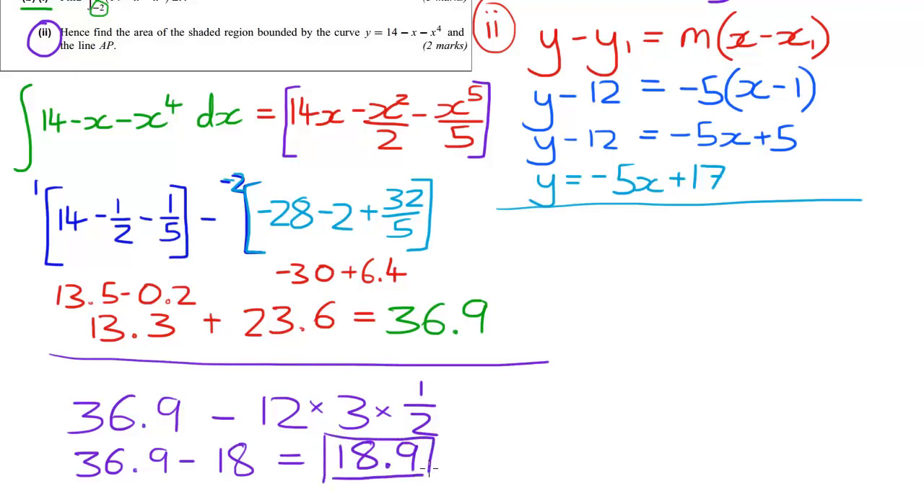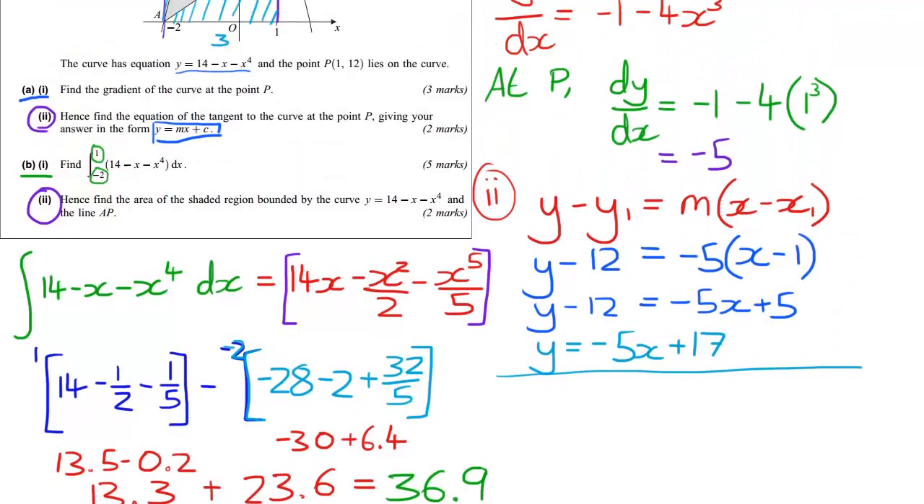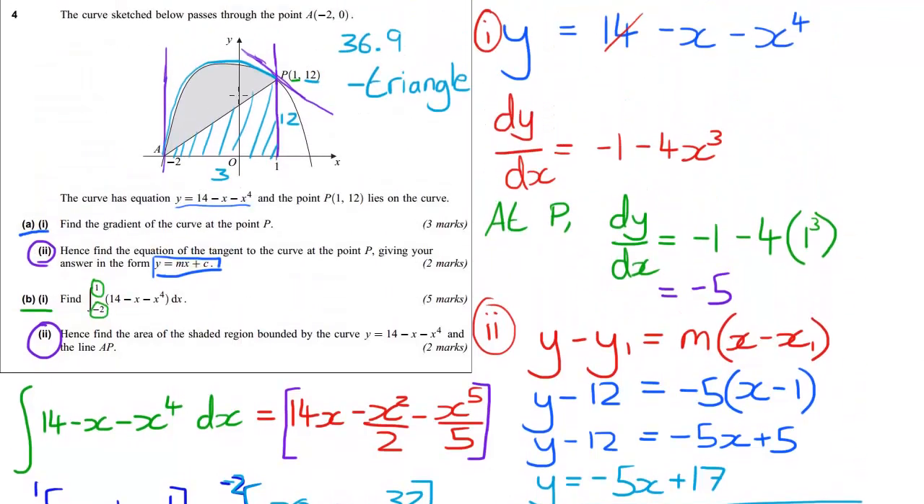That is the area of our shaded region. If I go back up here, this purple area here is 18.9, and this light blue area in here is going to be 18. You don't need to know that, but the answer to this question here is 18.9. That is the shaded region.